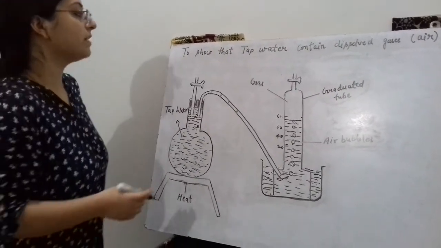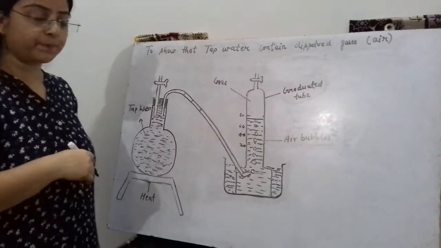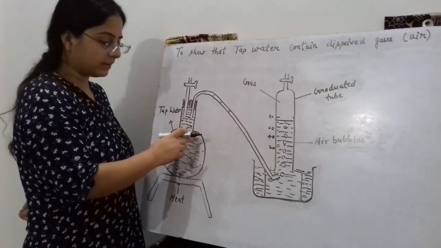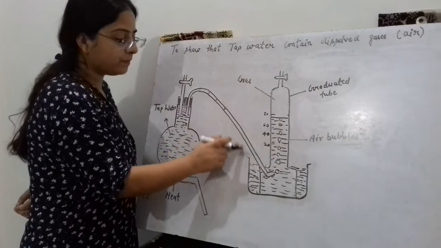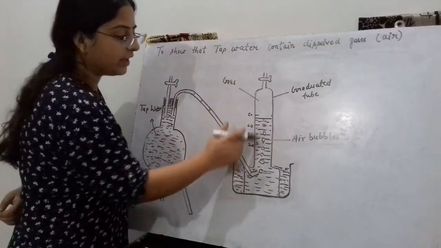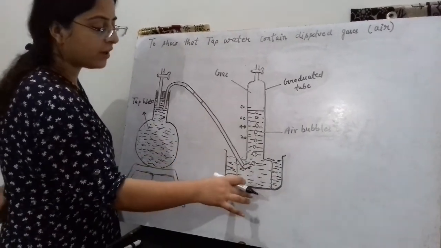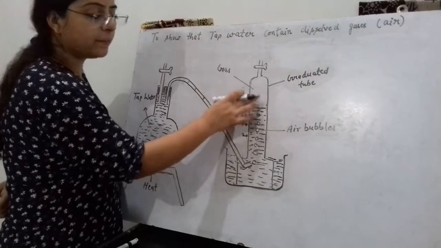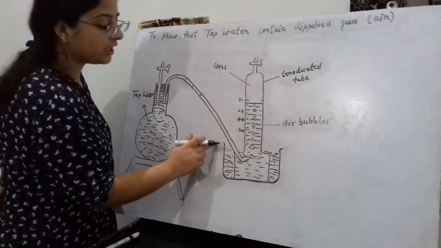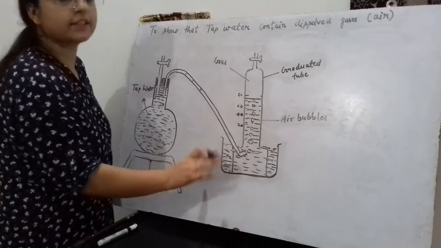Now the next topic is to show that tap water contains dissolved gases. For this we have taken one round bottom flask. This is the delivery tube whose one end is in the flask and the other end is in the graduated tube, which is kept in the inverted position. This graduated tube is completely filled with water and kept inverted in a trough of water which is also filled with water.